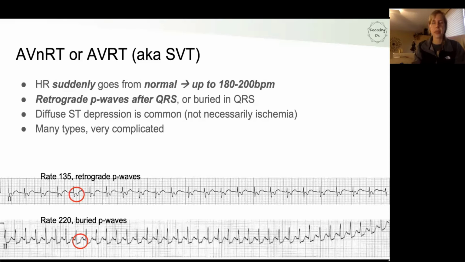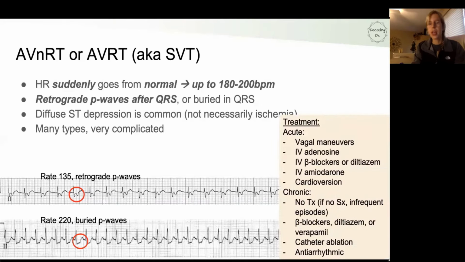So here I have two examples. In the first one, the rate's about 135, and you can see these retrograde P waves that are happening after the QRS. And in the second one, the rate's a little bit faster at 220, and you can see how it kind of gets difficult to distinguish the P waves when the QRSs are so close together. And so in this instance, the P wave is actually buried within that QRS, and you see that ST depression as well in this second example, but that doesn't necessarily mean ischemia.